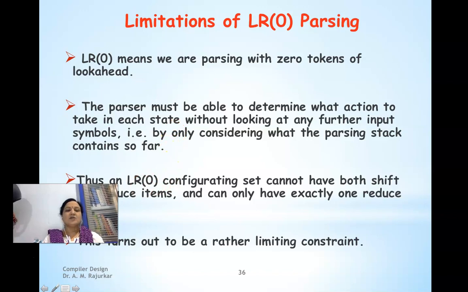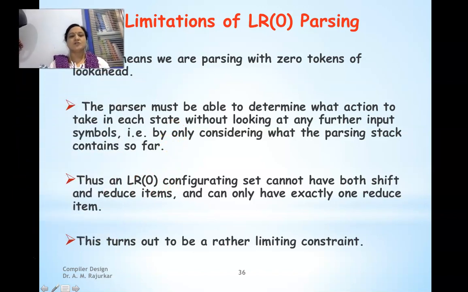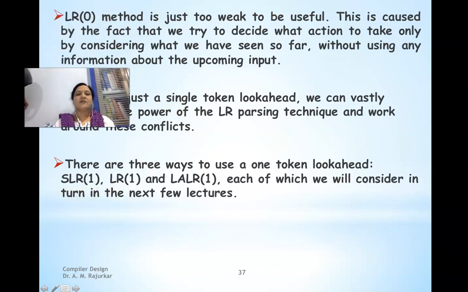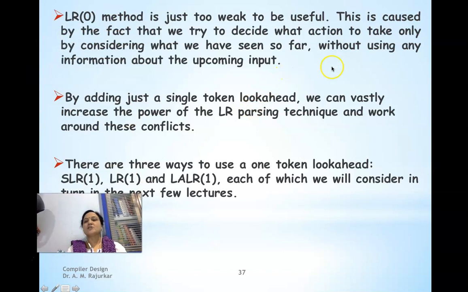Thus, the LR0 configuring set cannot have both shift and reduce items. It will lead to a shift-reduce conflict, and can have exactly either one shift or one reduce item at one location in the parsing table. So this turns out to be a rather limiting constraint. The LR0 method is just too weak to be useful. This is because we try to decide what action to take only by considering what we have seen so far, without using any information about the upcoming input.